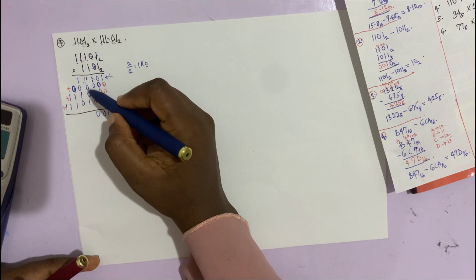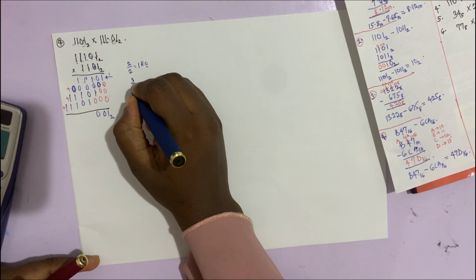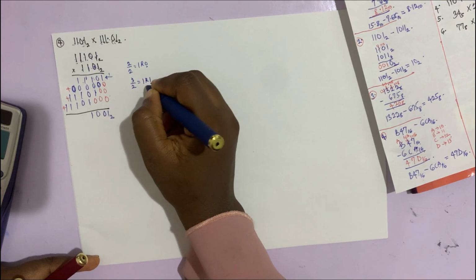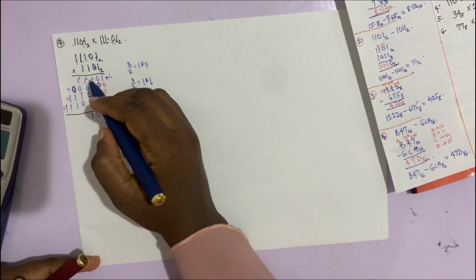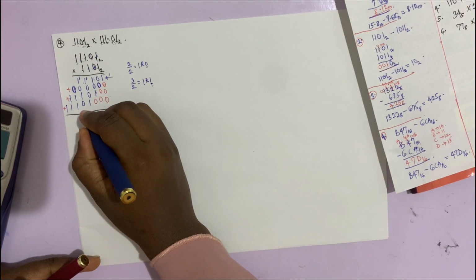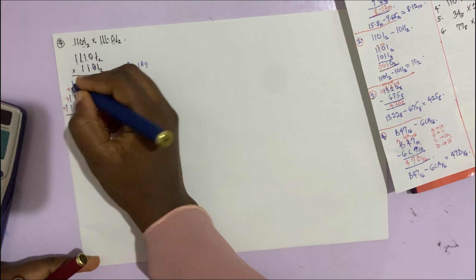So 1 plus 1 is 2, 2 plus 1 is 3. So 3 divided by 2 is 1 remainder 1. So we write this remainder 1, and then carry this 1 to the next. So 1 plus 1 plus 1 is 3 again. So 1 remainder 1. So we write the remainder 1 and carry 1 to the next.